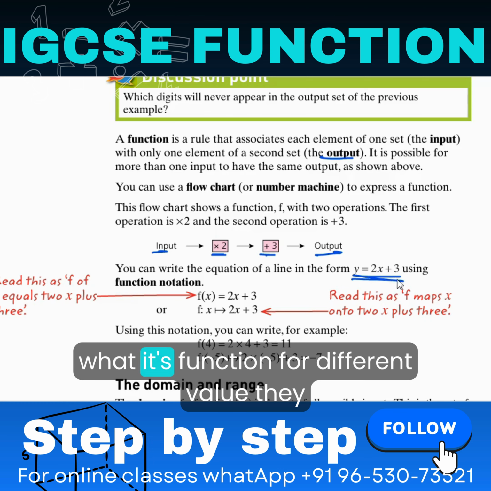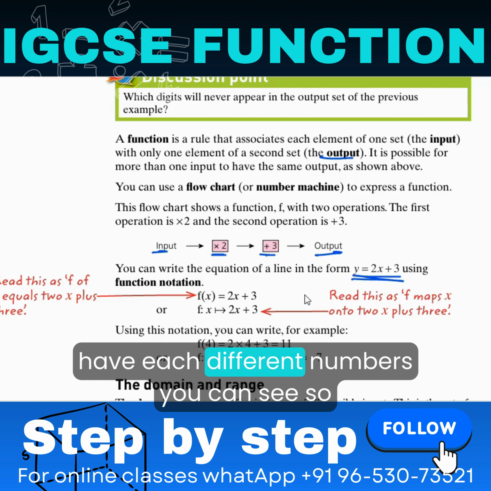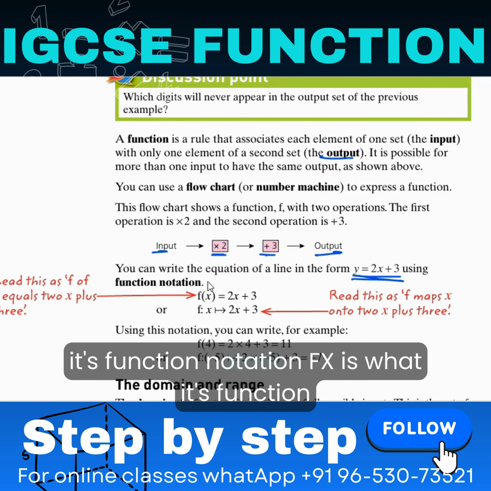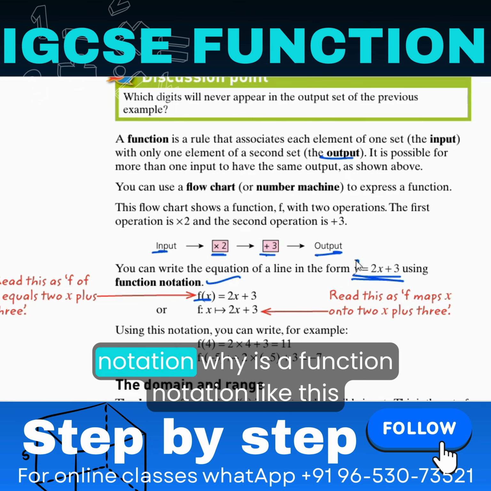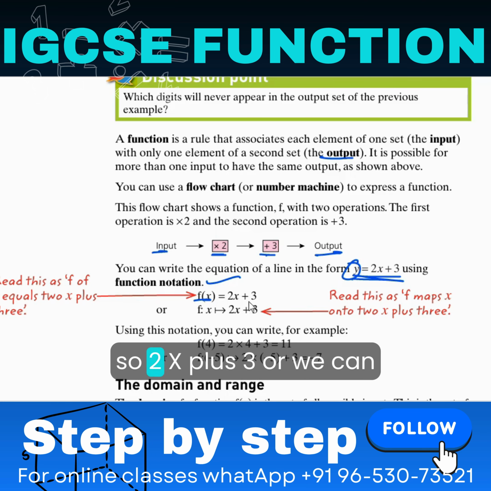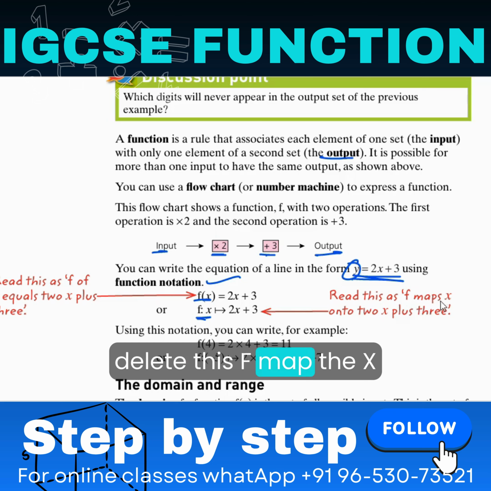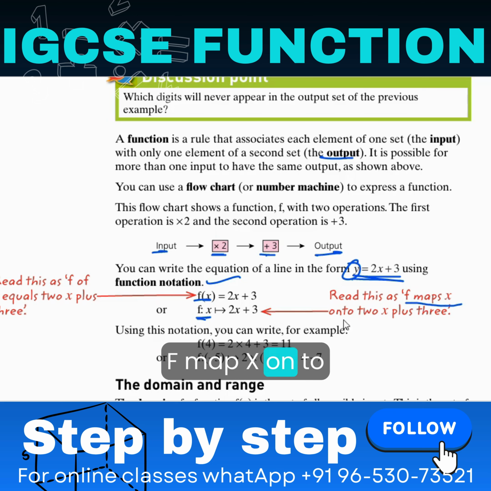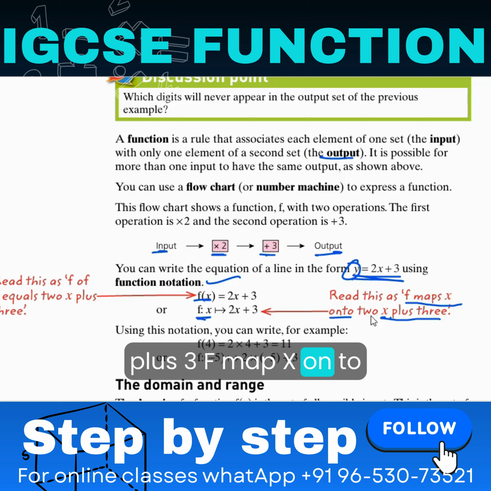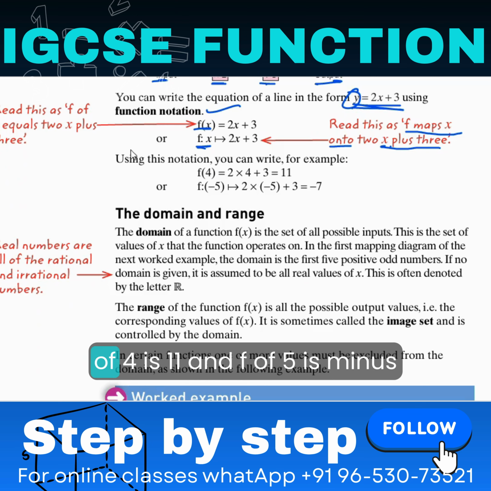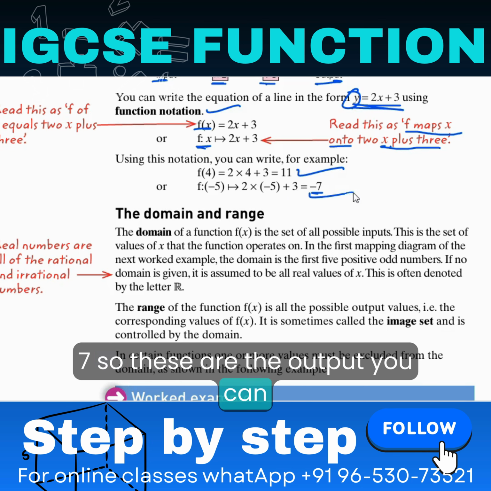So here, what is it? It's a function. For different values, they have different numbers. You can see it. So this is function notation. f(x) is function notation, y is function notation like this: 2x plus 3. Or we can also write f is such that x maps to 2x plus 3. Read this as f maps x onto 2x plus 3. We can write like that. So here f of 4 is 11 and f of 5 is minus 7. These are the outputs you can see here.